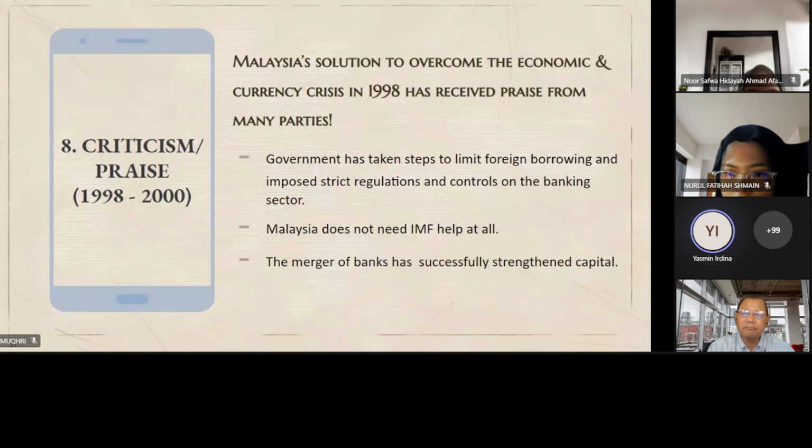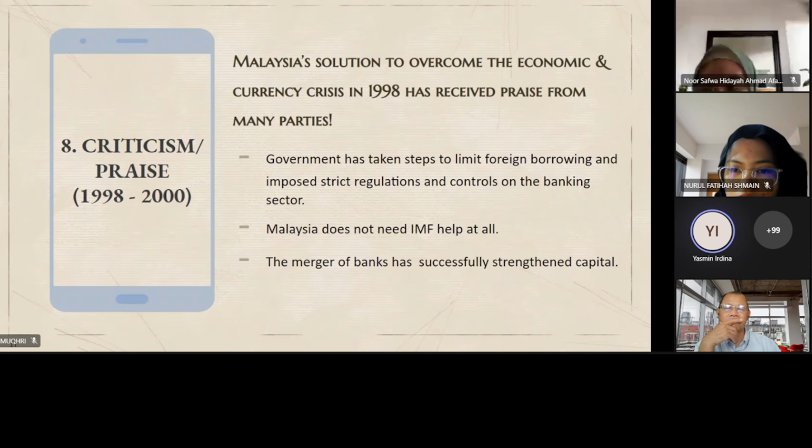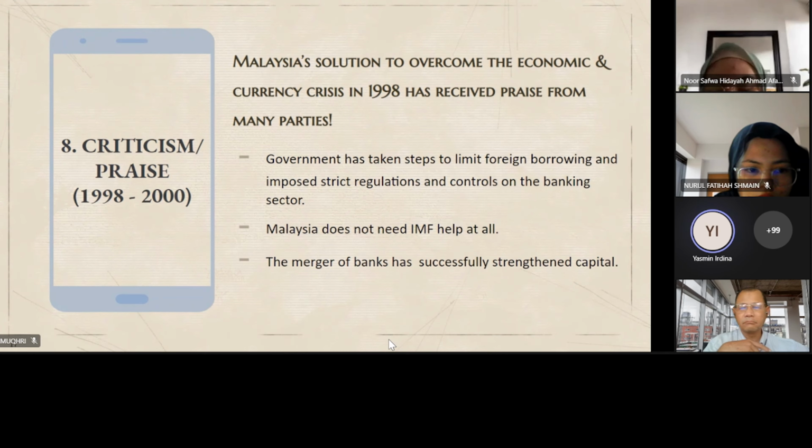Okay, next. However, the criticism turns out to be praise because Malaysia's solution to overcome the economic and currency crisis in 1998 has received praise from many parties. Why? Even though Dr. Mahathir decided to take risky steps to overcome the currency crisis, Malaysia's economic situation is not as bad as other countries' economies because our government has taken steps to limit foreign borrowing and imposed strict regulations and controls on the banking sector.